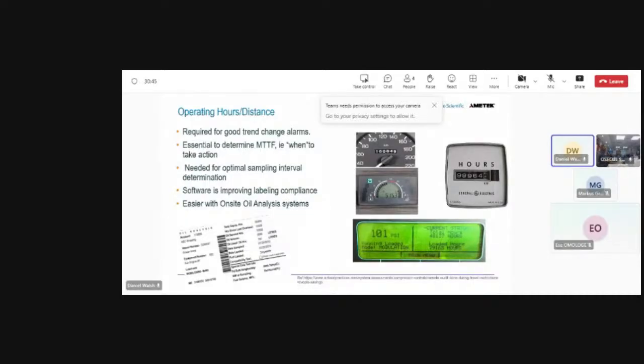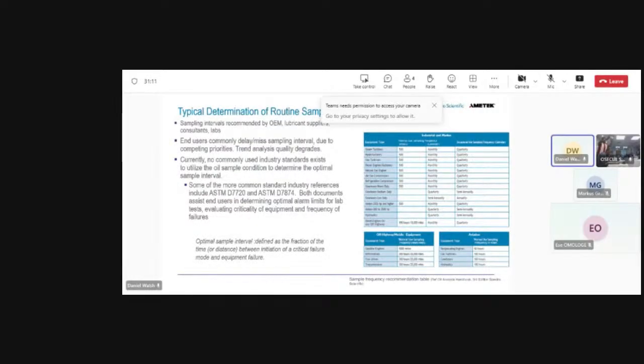We've always said it for years, but nobody has really pushed it hard enough. You must record operating hours or distance on your machines as much as possible. In the past, people would avoid doing it and rely on the sampling frequency I mentioned a minute ago. So they'd say, I don't have any hours on my gearbox, but I sample it every quarter. Fine, that means you have to be very consistent on sampling it. If you miss a month and you don't factor that in, that can affect your trend.